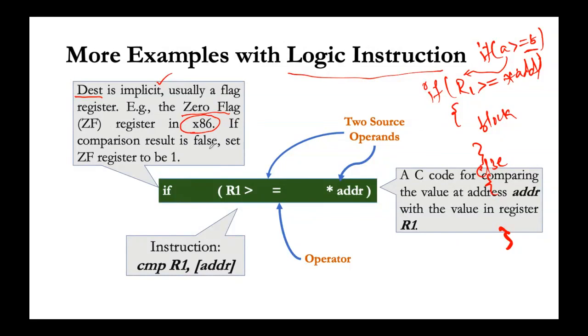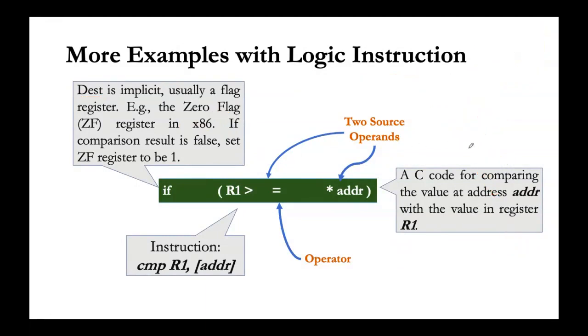So if the comparison result is false, if R1 greater than or equal to address is false, then set this ZF register to 1. Or else if it is true, then set it to 0, and it goes on executing the instruction. So this is a C-like comparison of the value at the address with the value in the register. If it is false, it is set to 1; if it is true, the Z flag register is set to 0. This is the implicit destination for the logical instructions.